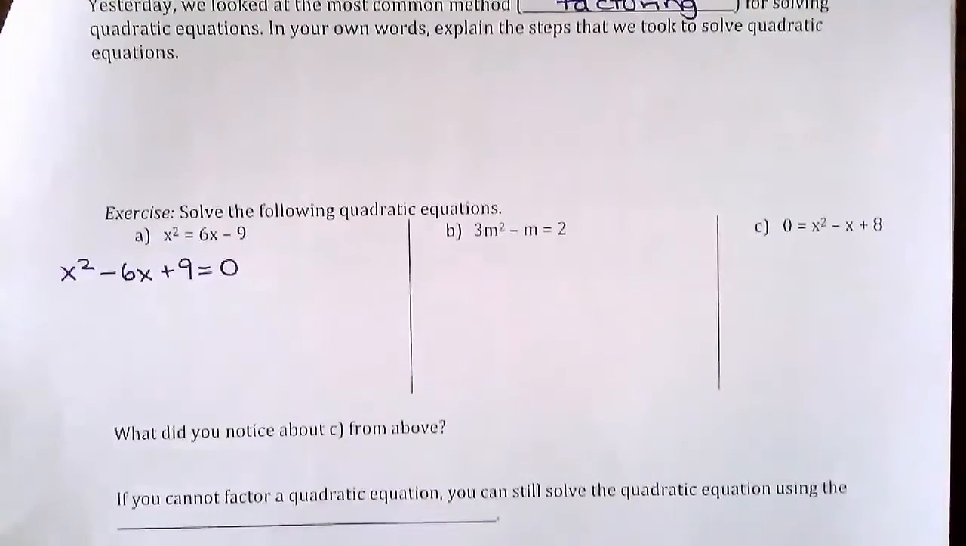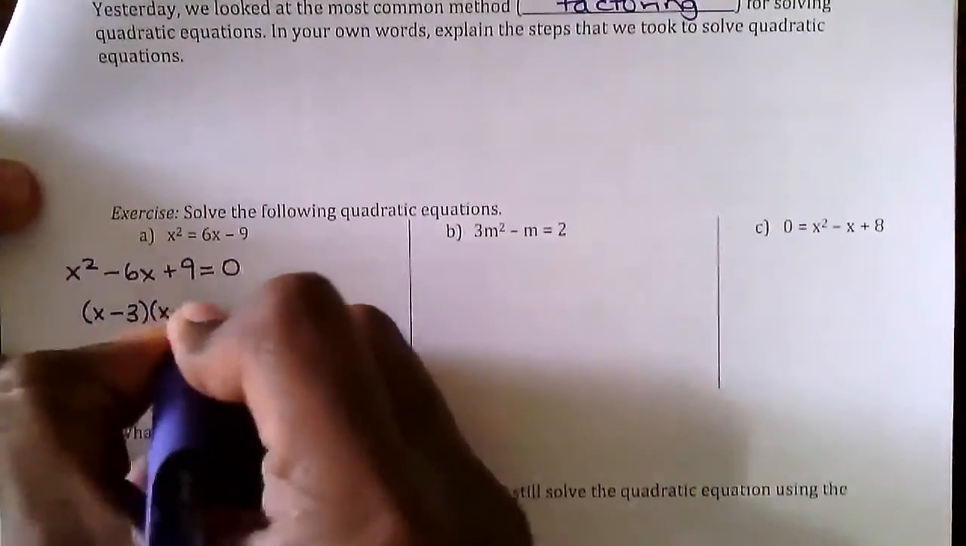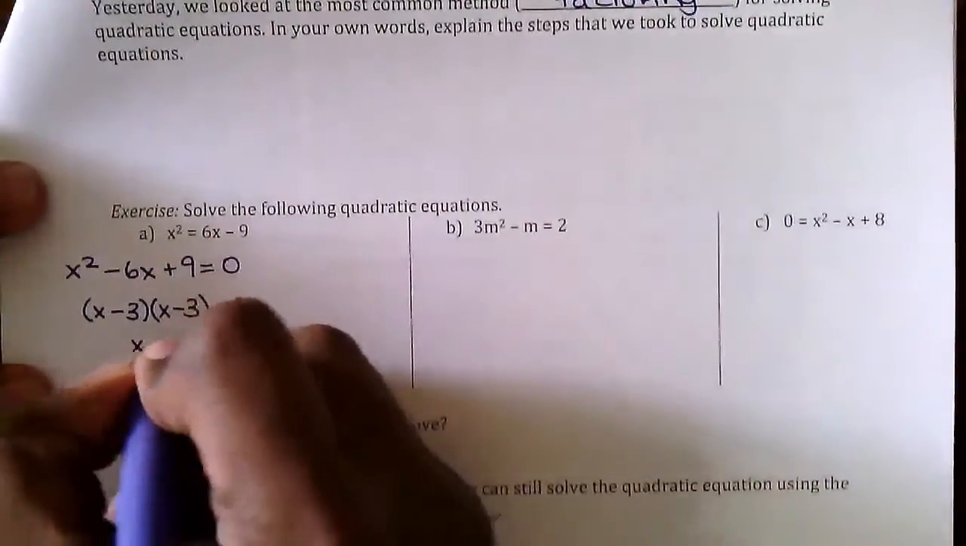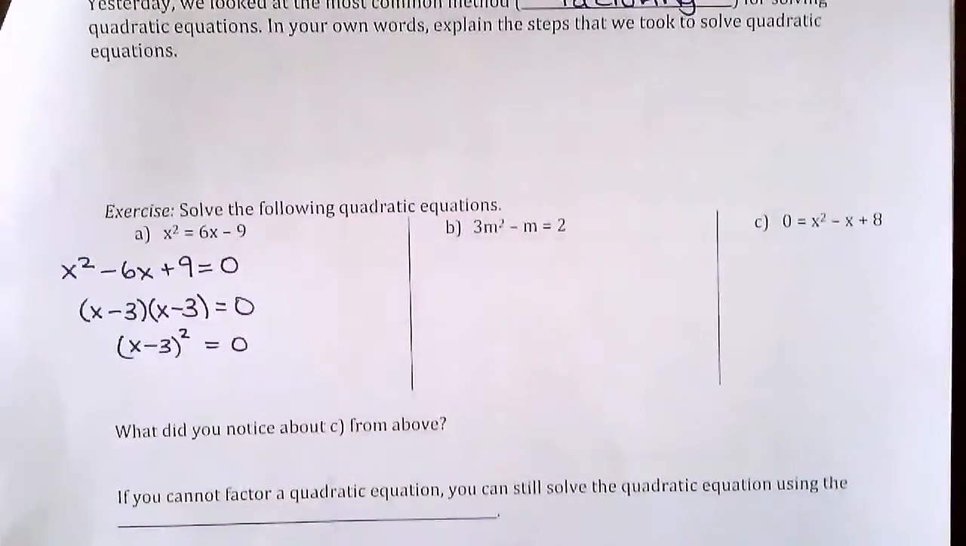Once we have everything on one side, we factor. There's no greatest common factor, but I do see a trinomial. Again, I'm not going to show the steps here. I'm just going to go straight to the answer, because you should be comfortable with factoring at this point. I can rewrite this as x minus 3 squared is equal to 0. So now it's factored. And the last step, I set each factor to 0 and isolate for the desired variable.